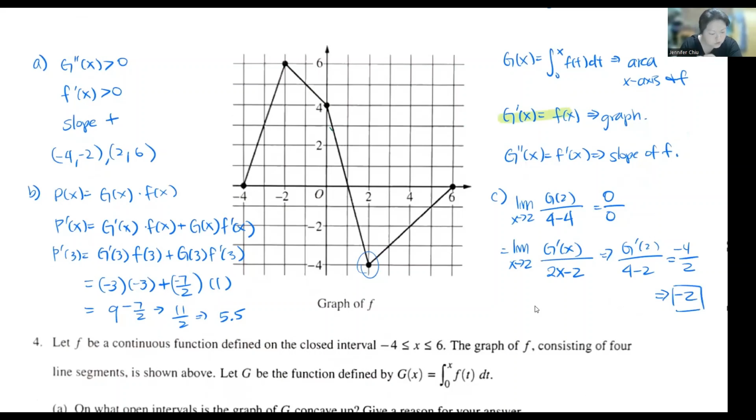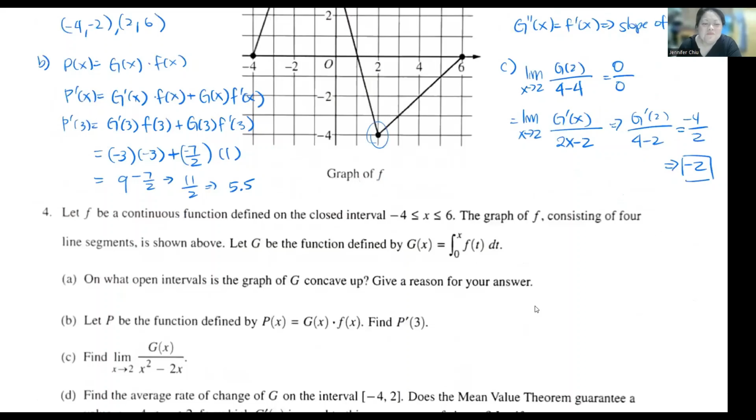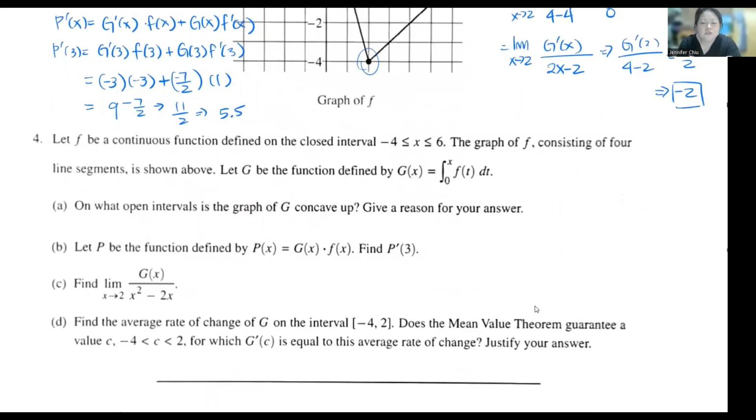Okay, and so hold on a second. Yes, that's right. Okay. Last one, find the average rate of change of g on the interval between negative 4 to 2. Does the mean value theorem guarantee a value c between negative 4 and 2 for which g prime of c is equal to this average rate of change? Justify your answer. All right, so average rate of change is slope. So I'm going to do my work right up here. I have some space here. So I'm going to look at the interval between negative 4 to 2. So that means I'm looking for g of 2 minus g of negative 4 over 2 minus negative 4.